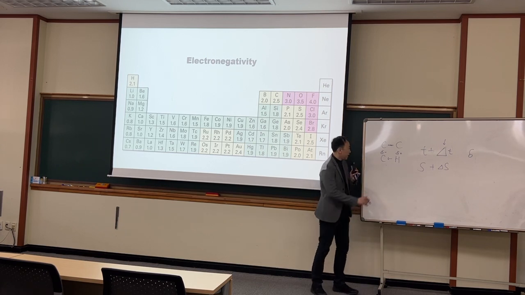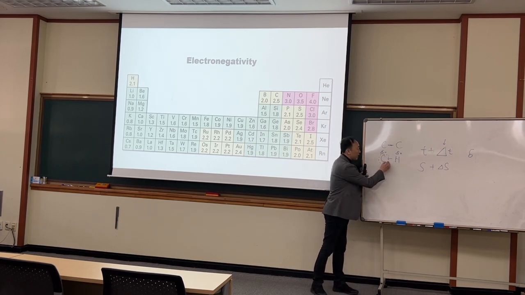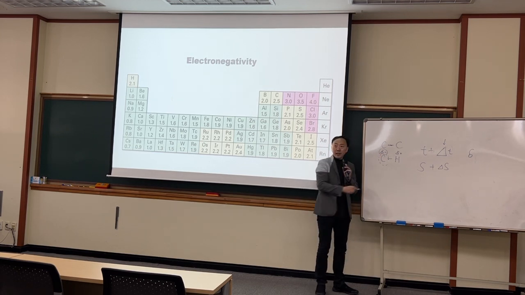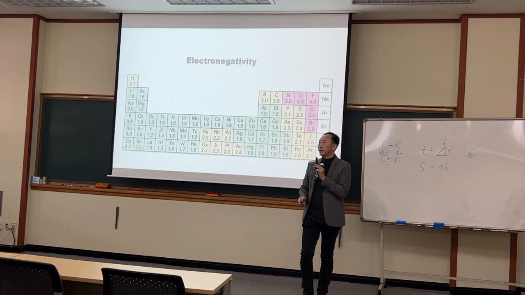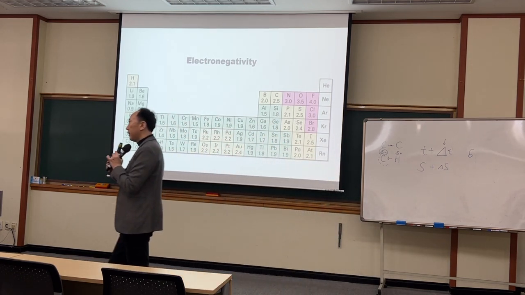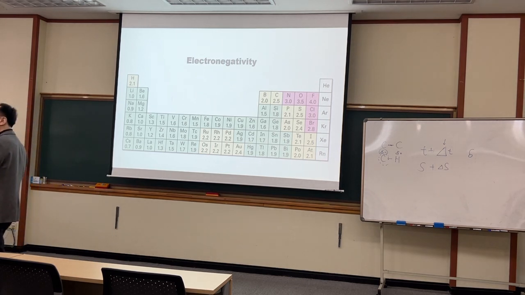Electron density wise, there are a little more electrons around here. More electrons, that's why it becomes delta negative. Okay? Fewer electrons, that's a delta positive. So this character of a bond we call a polar covalent bond. Polar, non-polar came from this concept.